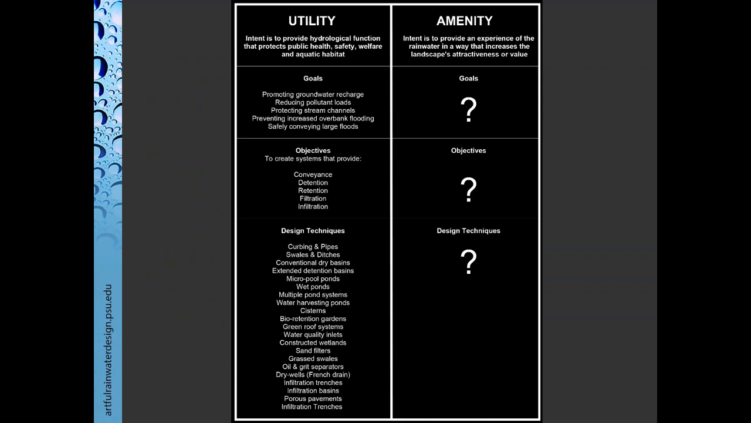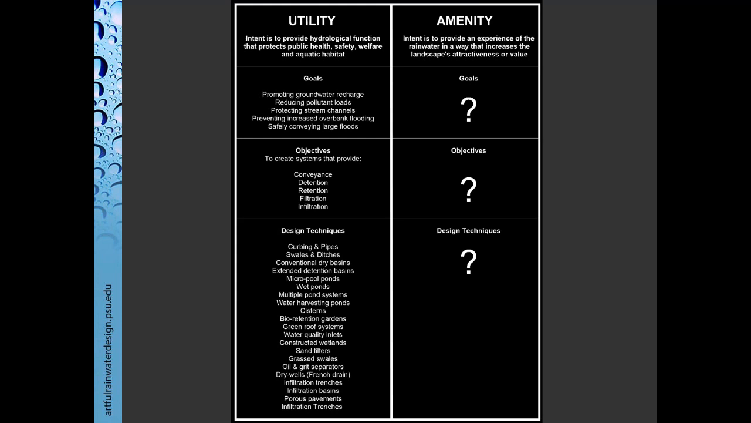We wanted to figure out if there is a way to create amenity with the same assurance that we create utility. What I mean by that is if you look down the left-hand column, these are the goals and objectives and techniques that you find in so many stormwater management manuals, and they get copied all around the country. You're probably familiar with many of these goals and techniques. But one of the things we did discover is when it came to amenity, there wasn't anything really written about how you can actually design a system to create amenity.